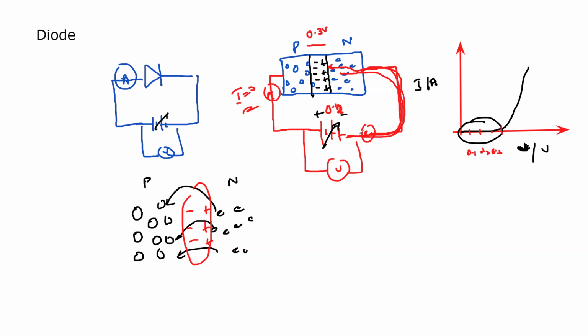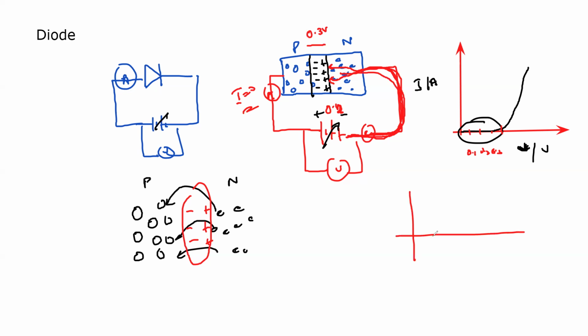When we increase the voltage to 0.2, again electrons start to move, but they are not able to cross or jump the barrier, because the minimum energy they need is 0.3 joules per coulomb, and we are not supplying that. So that's why the current will still be zero.